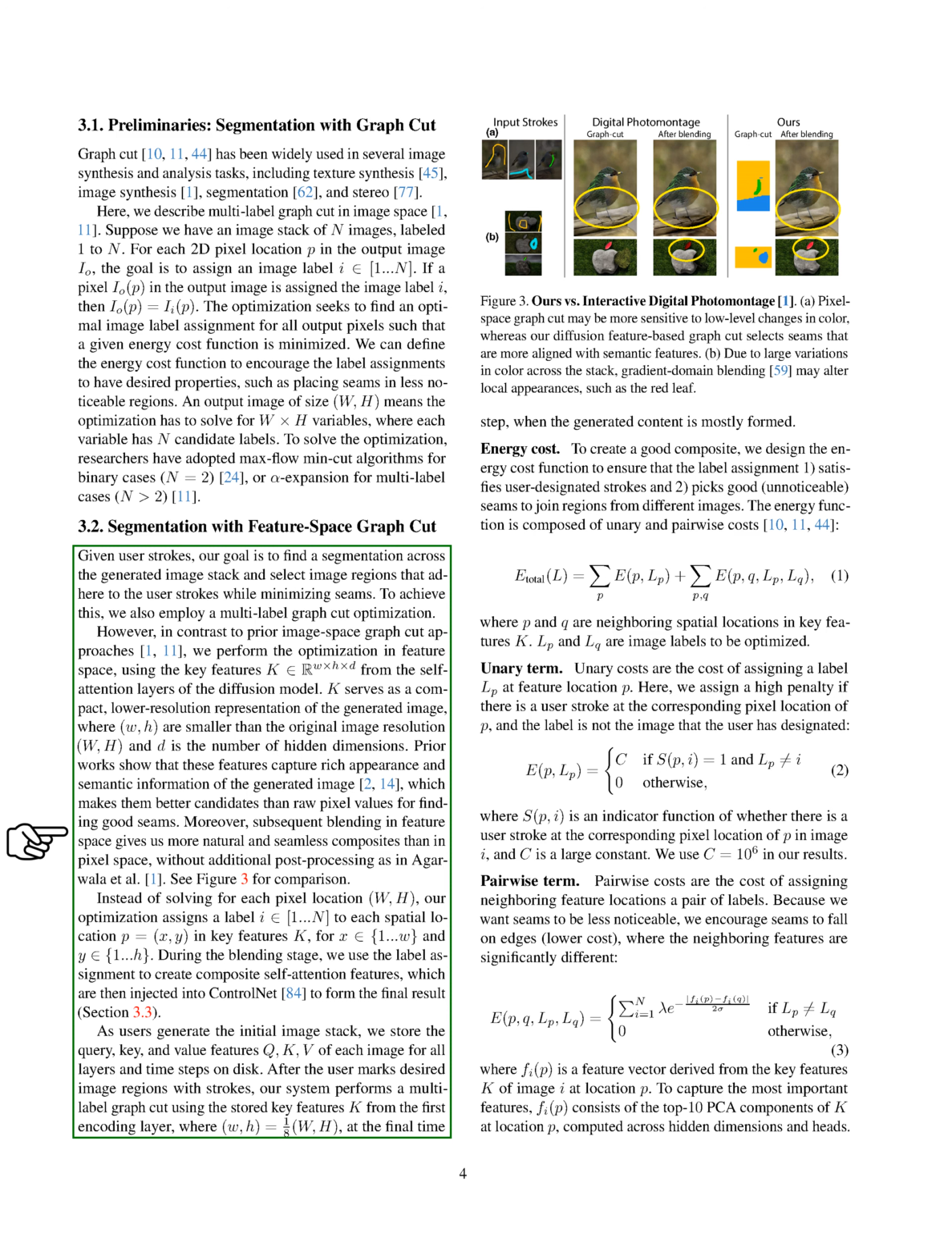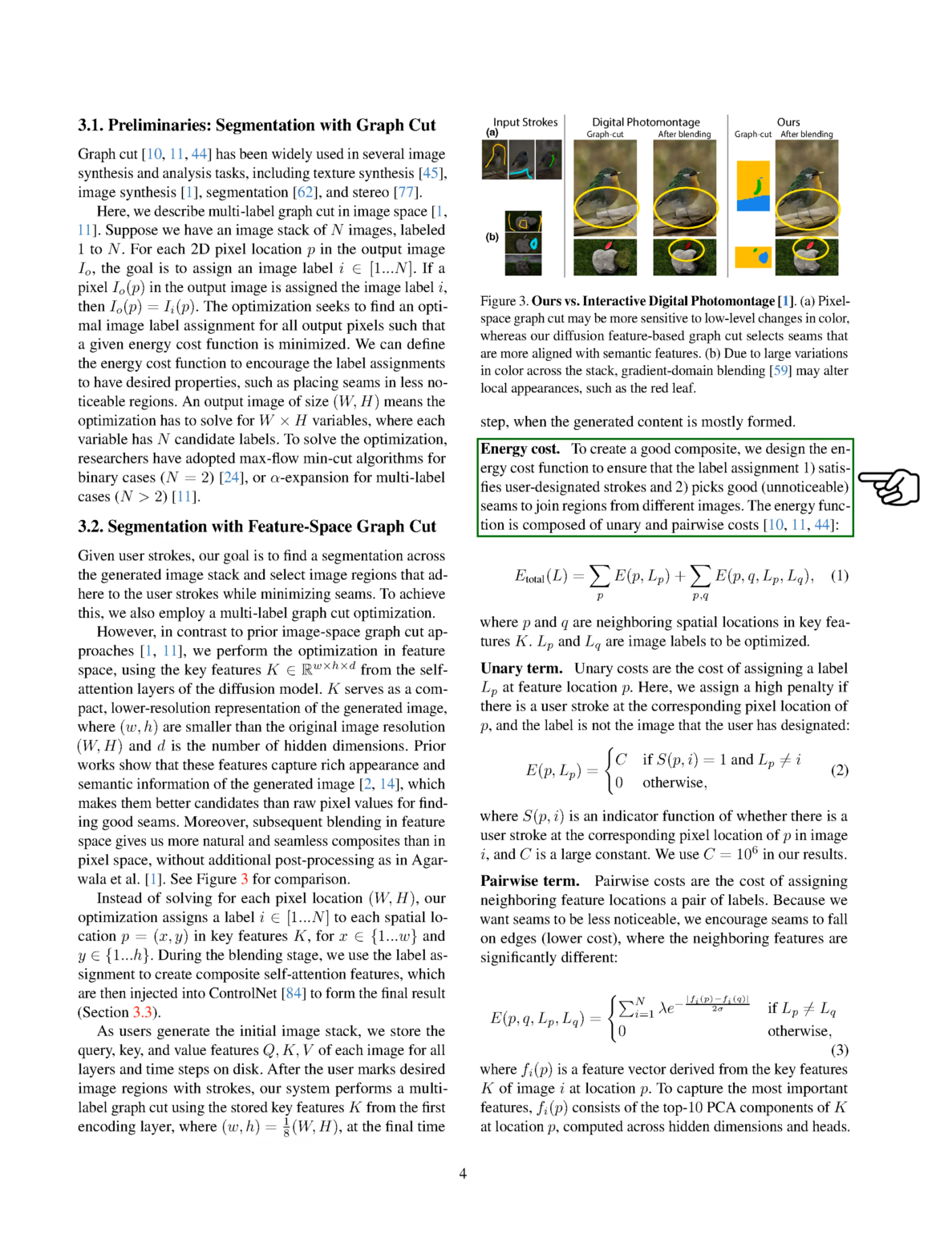During the blending stage, we create composite self-attention features based on the label assignments, which are then used in ControlNet to produce the final image. We store the query, key, and value features of each image for all layers and time steps. After the user marks the desired regions, we conduct a multi-label graph cut using the stored key features from the first encoding layer.